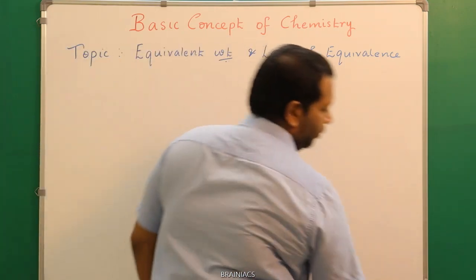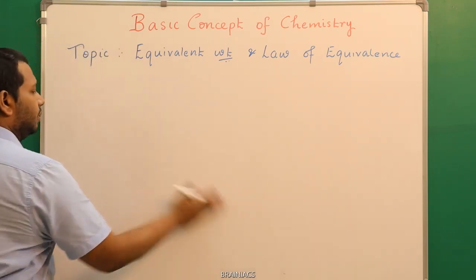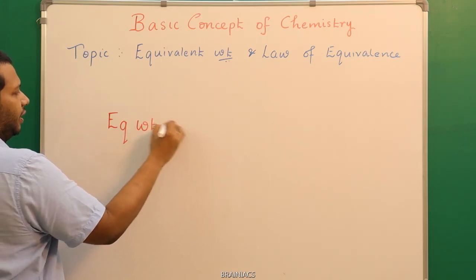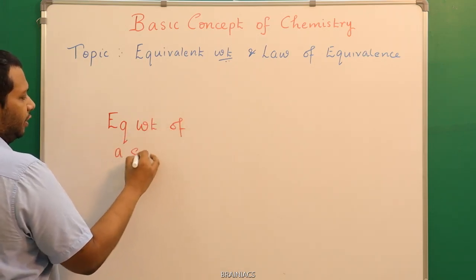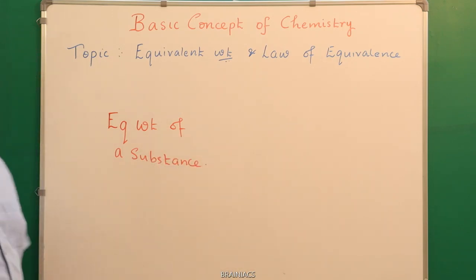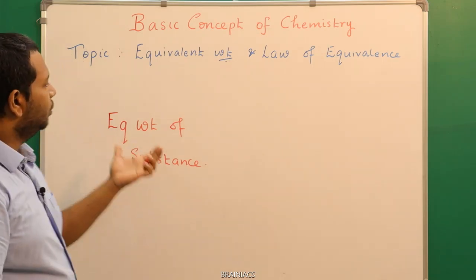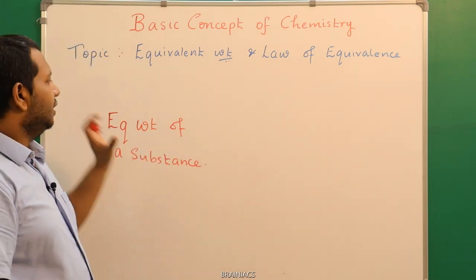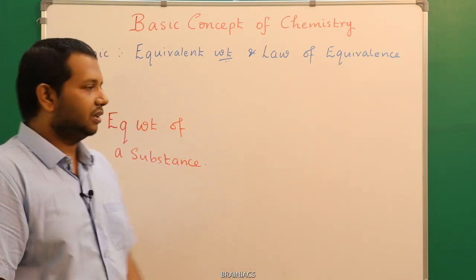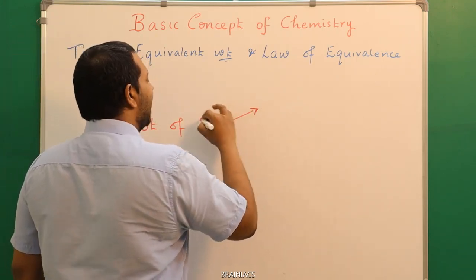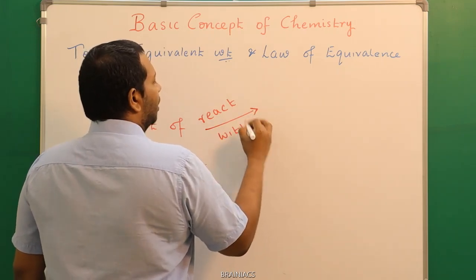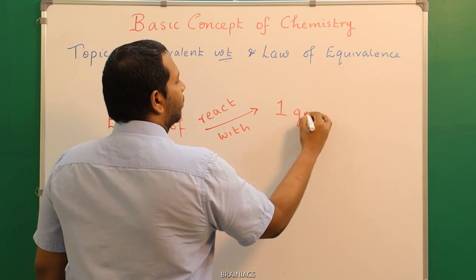Okay, so very simple. Listen here. You have to find out the equivalent weight of a substance. So we are saying the definition of equivalent weight is very simple. How will you measure the equivalent weight of a substance? By definition, they are telling that equivalent weight is that particular weight that can react with how much gram of hydrogen? 1 gram of hydrogen.